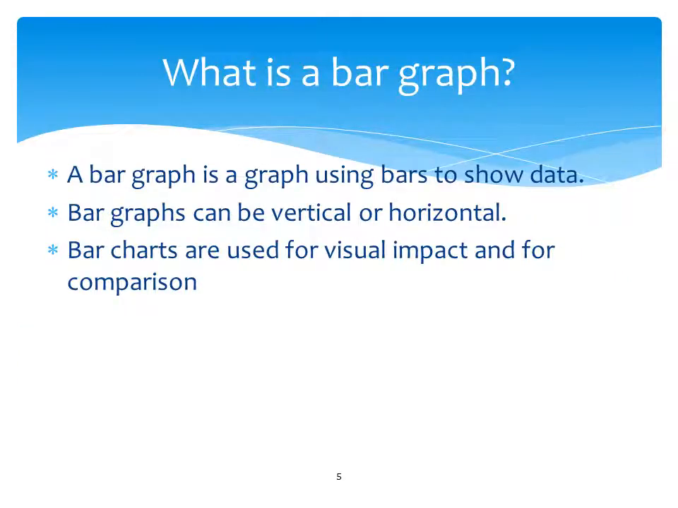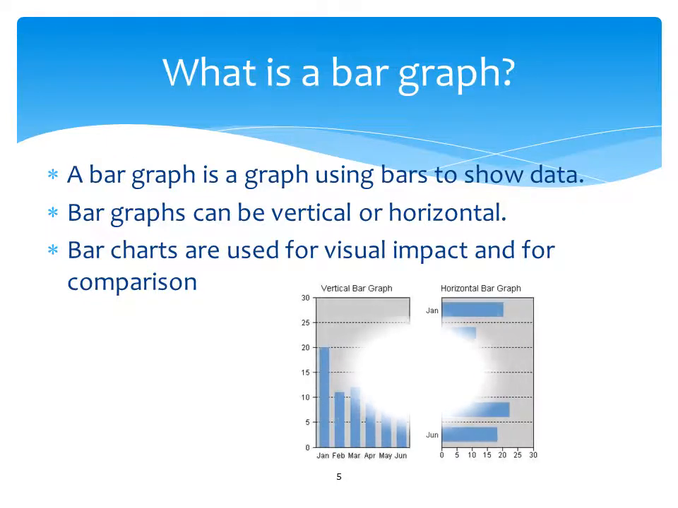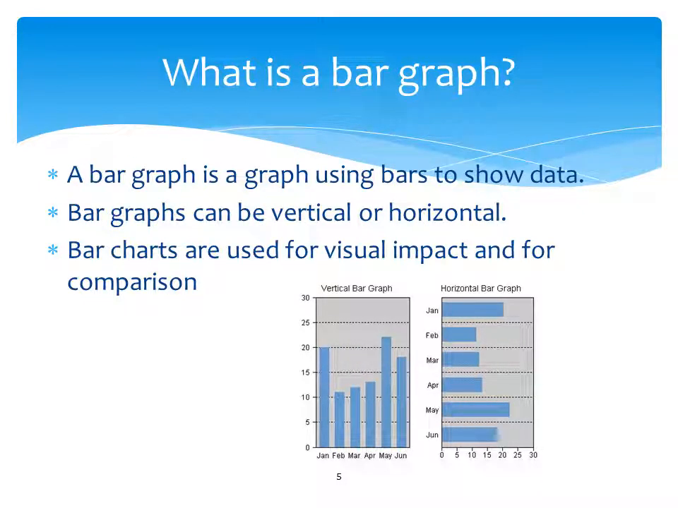What is a bar graph? A bar graph is a graph using bars to show data. Actually, it's one of the most common ways used to display data. Bar graphs can be either vertical or horizontal. Bar charts are used for visual impact and for comparison.